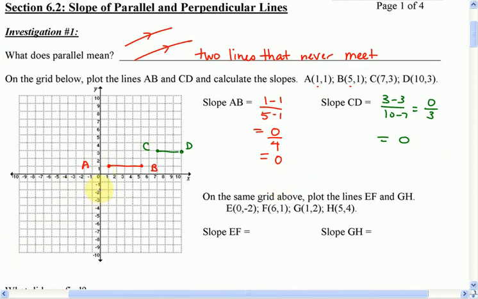Okay, so let's plot point E and then F, 6 comma 1. And then G, which is 1 comma 2. By the way, you don't have to plot them, but I thought I'd do that right now because I want to show you visuals. I know many of you are visual learners. You like to see pictures. So that's why I do that. Ladies and gentlemen, go ahead and find the slope for these ones, please.